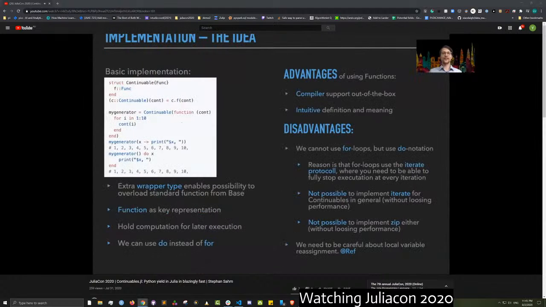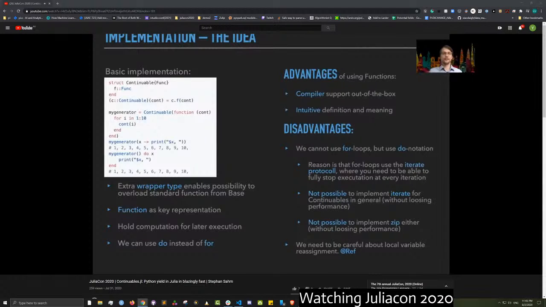Let's take a look. That's the basic implementation. You see, it's just a simple wrapper type containing a function. The little syntax support is that if you call it, it just forwards the single argument to the function. This I call a continuation. The next one is already the definition. We wrap it into our continuation and then have an anonymous function which gets this continuation. And you see, we use the continuation just as we would have used the yield. And that's the key idea.